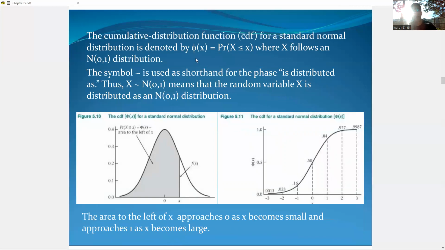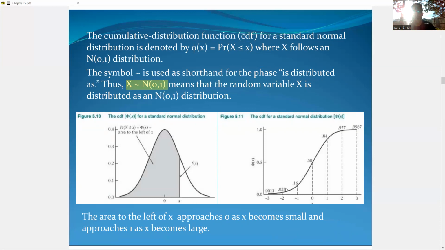The cumulative distribution function for a standard normal is denoted by psi of x. And so here, if I plug in a value, I get back the probability of seeing a normal random variable less than or equal to that value. And when you see a tilde, that means is distributed as. So X tilde standard normal is saying that X is distributed as a standard normal random variable. Here is the probability density function, and here is the cumulative distribution function.